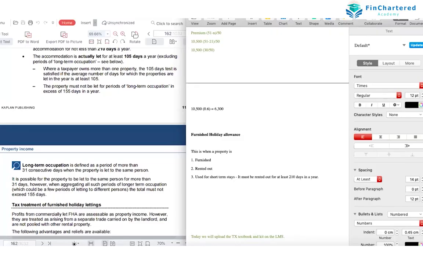It must be listed maybe on Airbnb. It must be listed out for at least 210 days. It must be available for rent for at least 210 days in a year, right? And in those 210 days, it must actually be rented out for at least 105 days in a year.